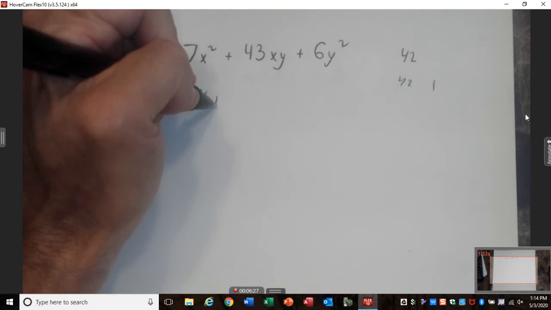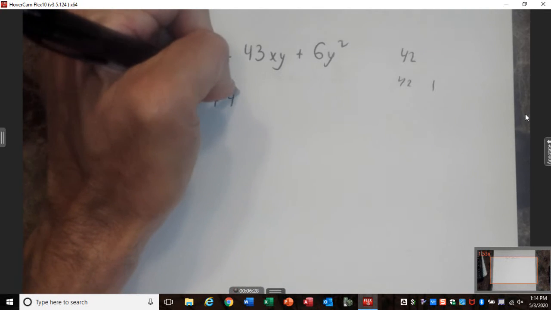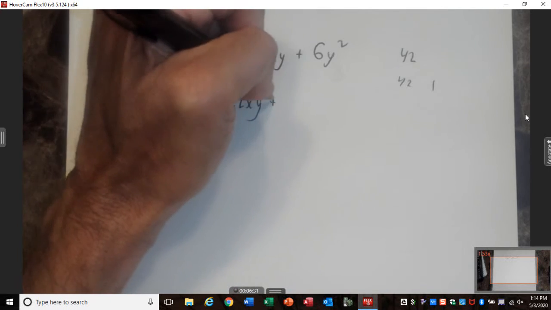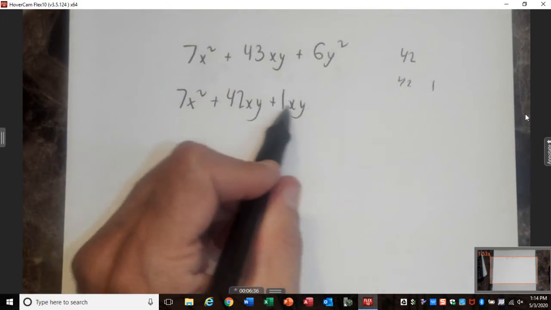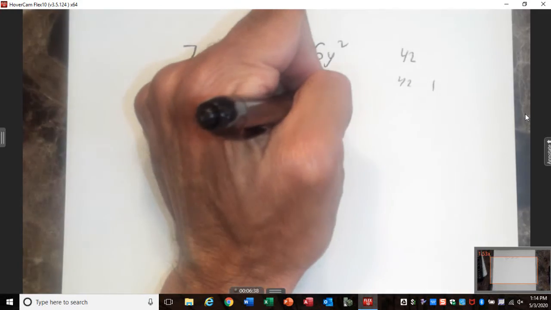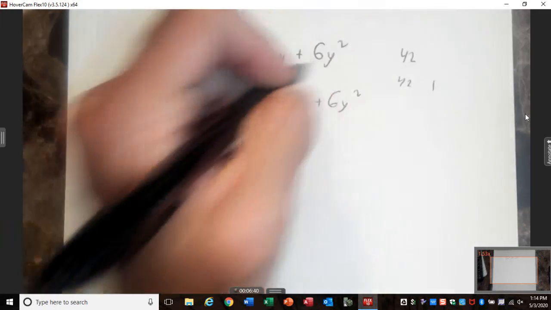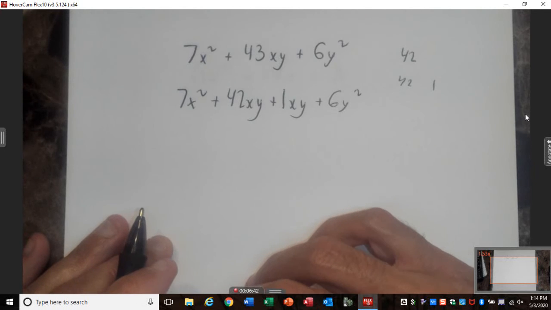So now we're going to write it as 42xy plus 1xy. See, that's your 43xy. Add these, you get that. And then drop down the 6y squared. Once you get the hang of these, folks, it's not hard.